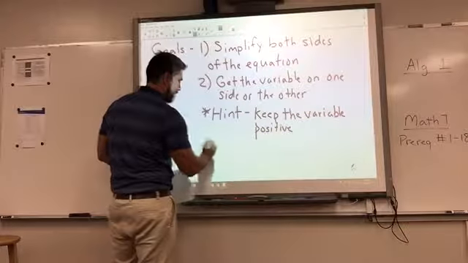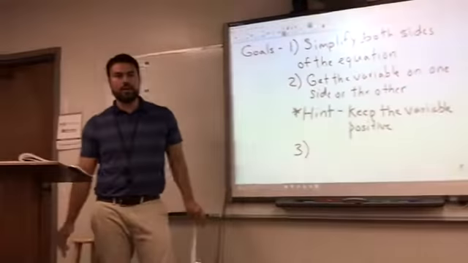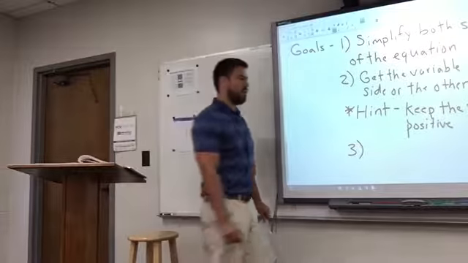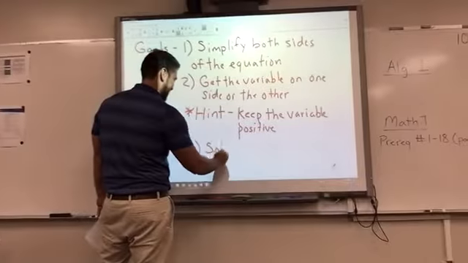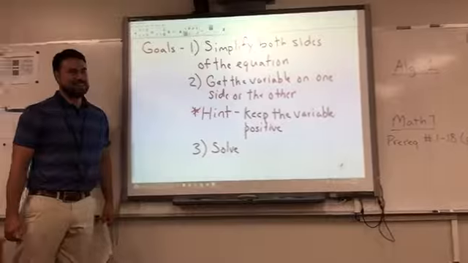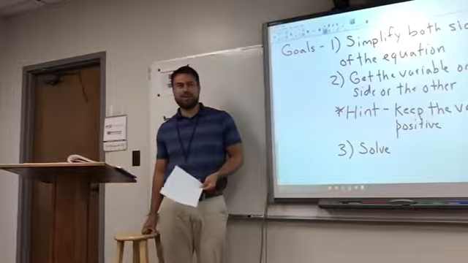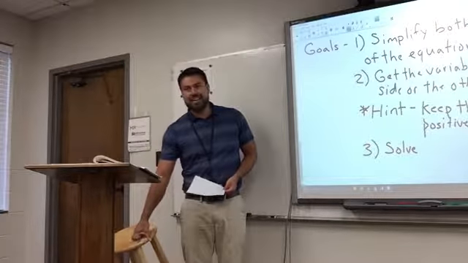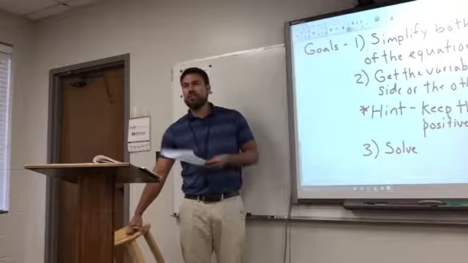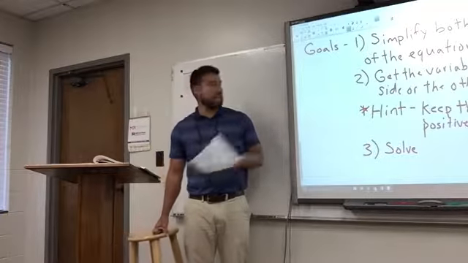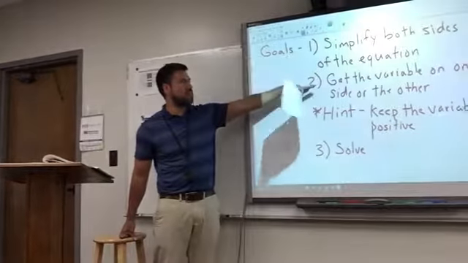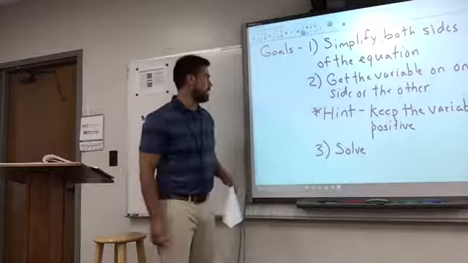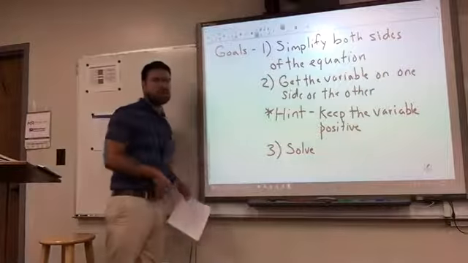And then number 3, here's the most important one. Important step I can give you, or goal. Solve. Period. Solve. Do it. You solve. Okay, just solve it. Once you get the variable to one side or the other, now you can solve it. If you simplify it, if you get it to one side or the other, then you just solve it like you normally would. Those are our 3 goals. You guys okay with those?